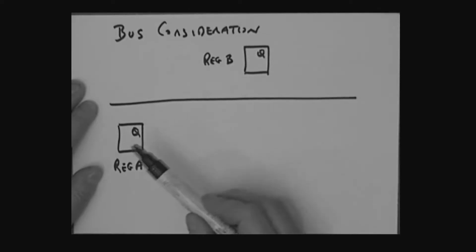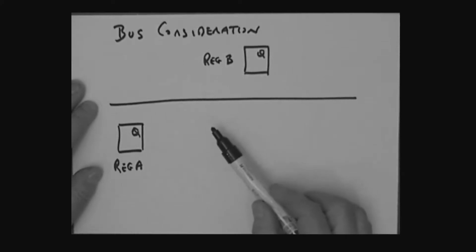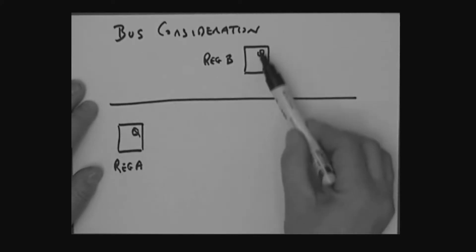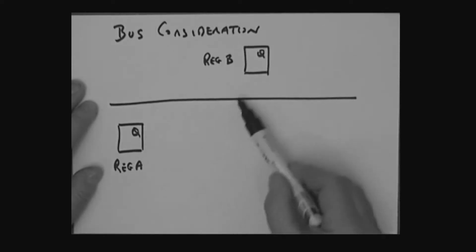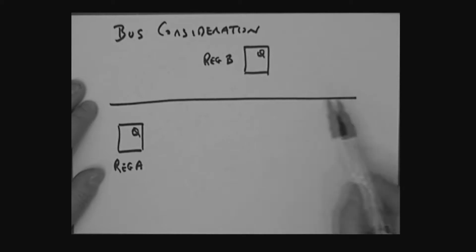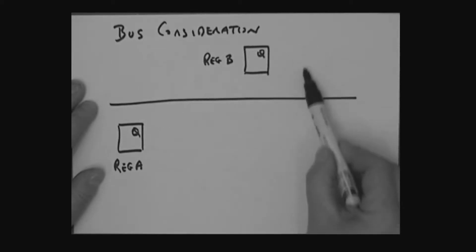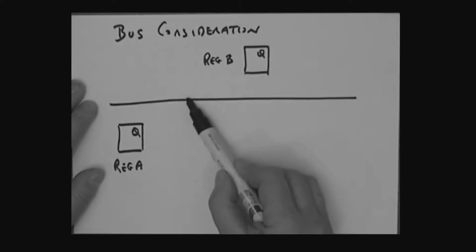Now, we may want to communicate data between registers, and we may have a number of registers whereby we might want to put the contents of A into the contents of B, and so on. How do I connect the outputs of these registers to a common bus? If I were to connect this output directly to the bus, and this output directly to the bus, we would have a problem.